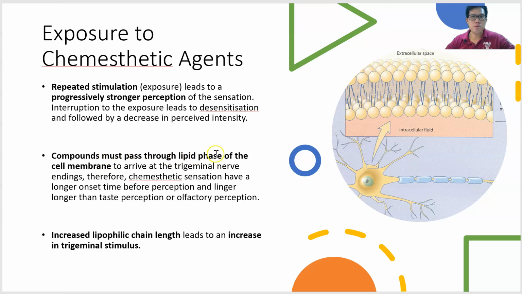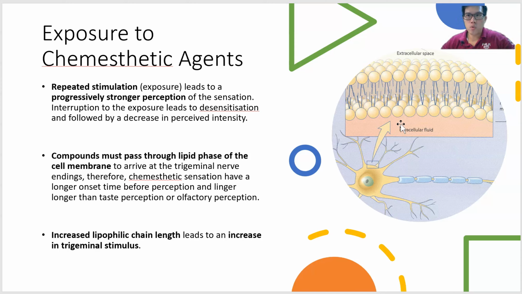Compounds must pass through the lipid phase of the cell membrane, yeah. So usually if you're looking at the cells, including where the nerves are, before the nerve, we have our cells, and there's a barrier, the lipid bilayer phase. The cell membrane is actually before the nerves. So what happens is that the chemical needs to pass through the lipid bilayers before it goes down and senses the nerves.